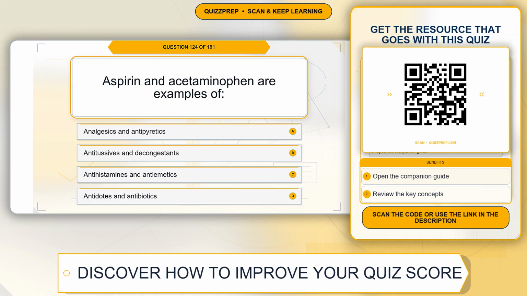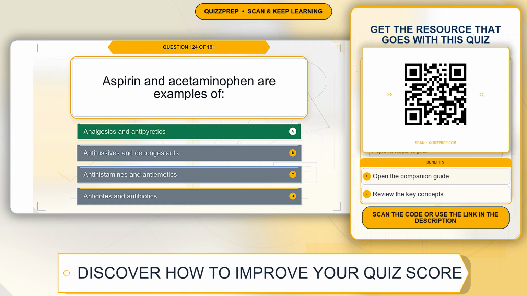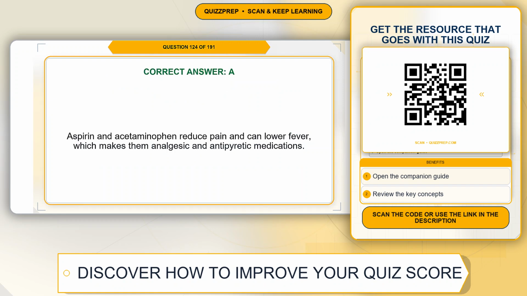Question 124. Aspirin and acetaminophen are examples of: Option A, analgesics and antipyretics. Option B, antitussives and decongestants. Option C, antihistamines and antiemetics. Option D, antidotes and antibiotics. The correct answer is option A, analgesics and antipyretics. Explanation: aspirin and acetaminophen reduce pain and can lower fever, which makes them analgesic and antipyretic medications.